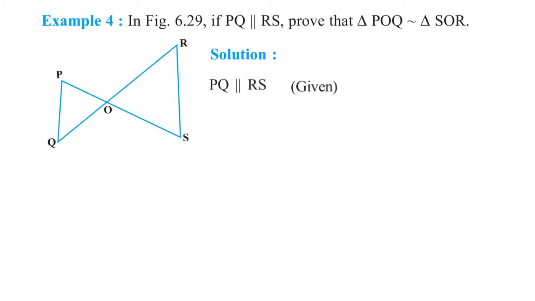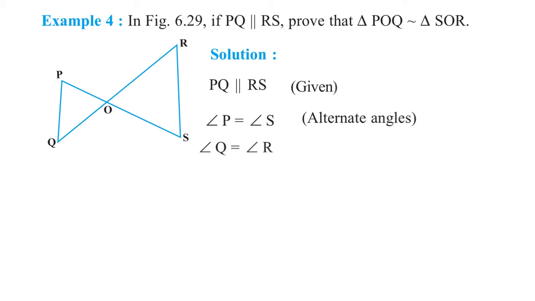So can I say that angle P is equal to angle S? Why do I say that? Because they are alternate angles. Angle P is equal to angle S because they are alternate angles. Similarly, angle Q is equal to angle R. Why? Because they are alternate angles too.